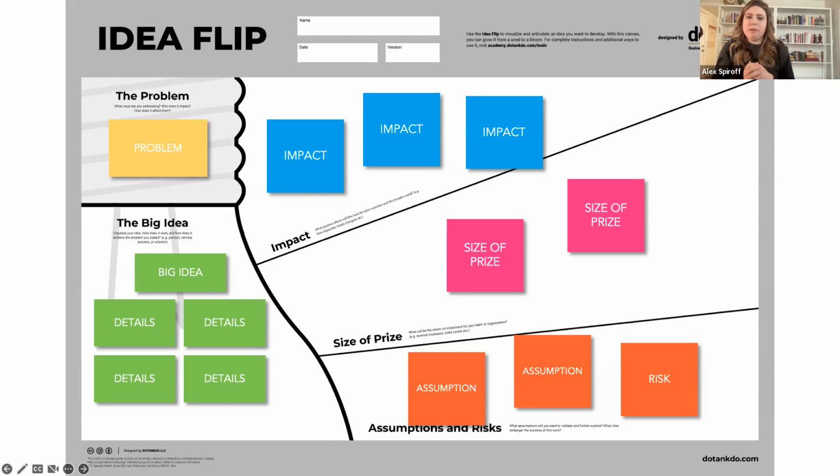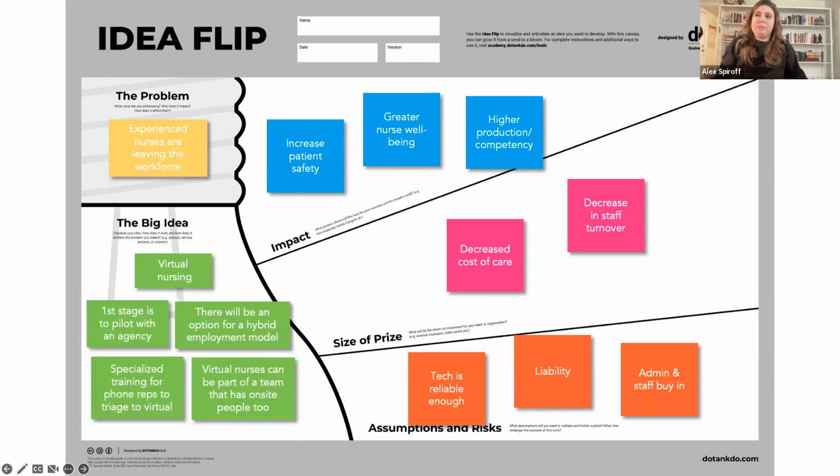Like Adam talked about, that's a big thing that we always want to make sure that we're not glossing over. What are things that you're assuming? What are risks that are still present? So we have a great example here about nurse staffing. Experienced nurses are leaving the workforce. Major problem we can all identify with this.